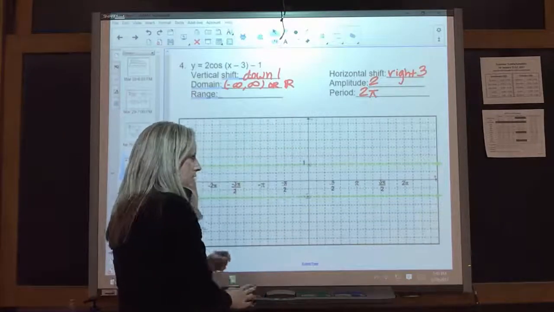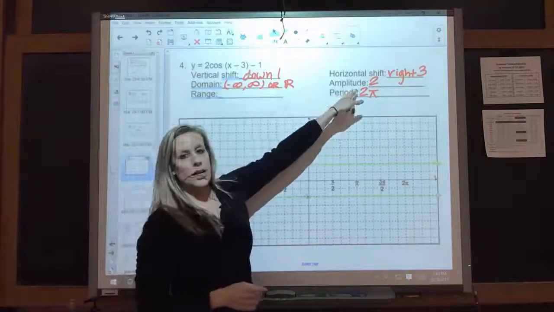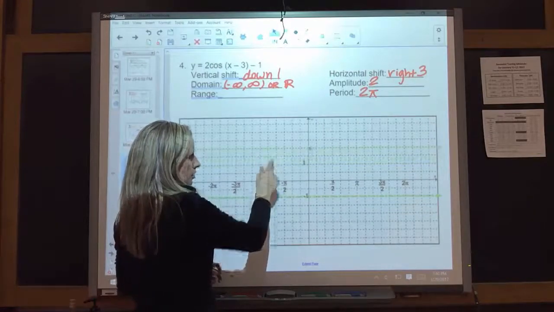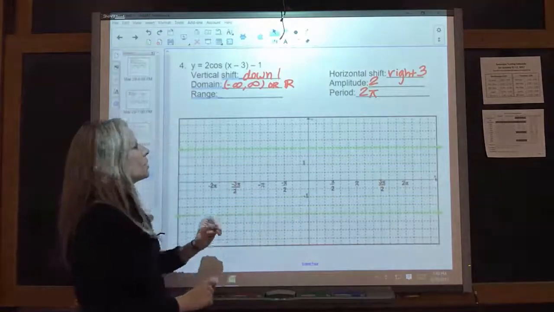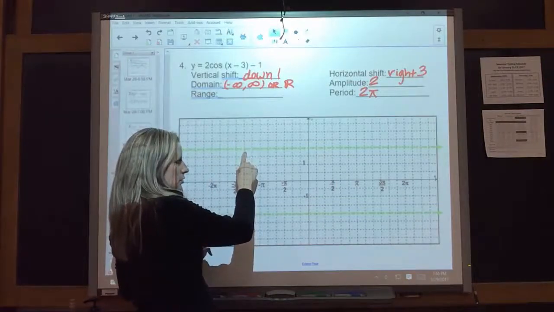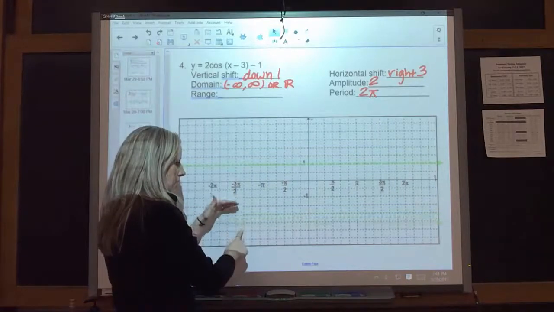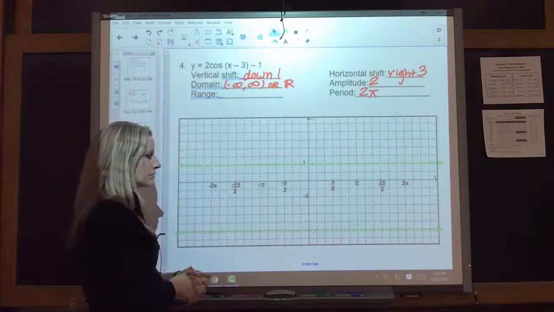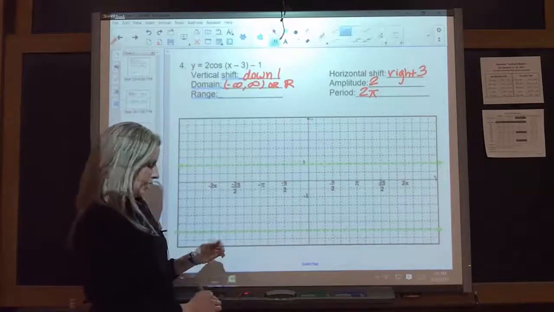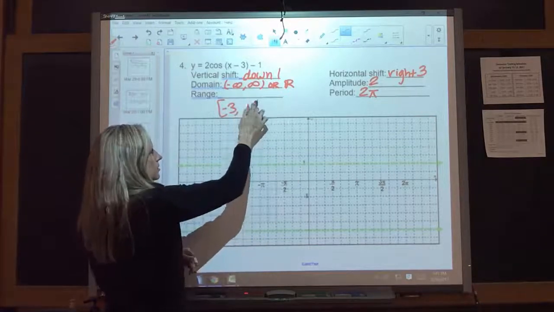All right, so let's go ahead and fix our amplitude. Since our amplitude is 2, what would happen is it would normally go up to 2 and down to negative 2, right? But we're also going to move it down 1. So we take our amplitude, move it down 1, and now our max is at 1, and our minimum is actually going to be at negative 3 now. So our range is going to be from negative 3 all the way up to 1.